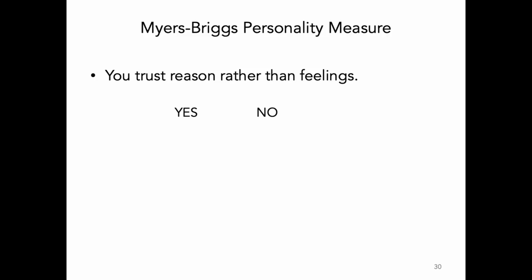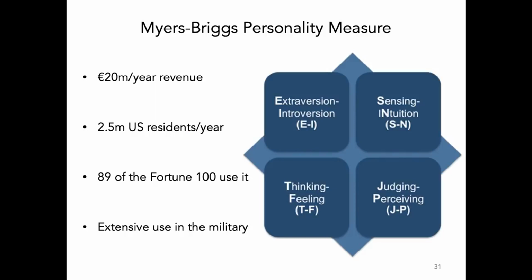There's a bunch of such questions, and depending on how many of them align in this direction or that direction, you get certain labels. In this case, the yes answer leads to the thinker label, and the no answer leads to the feeler label. Over here on the right, you can see there are four major dimensions: extroversion, sensing, thinking, and judging. So you can end up with four letters, and you could be an INTJ or something like that.